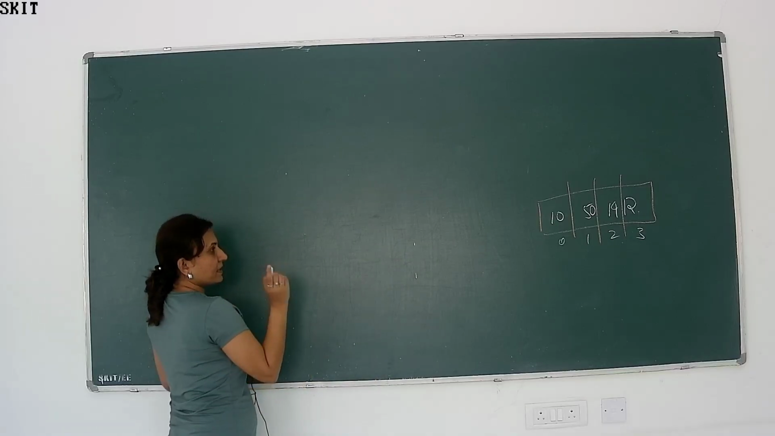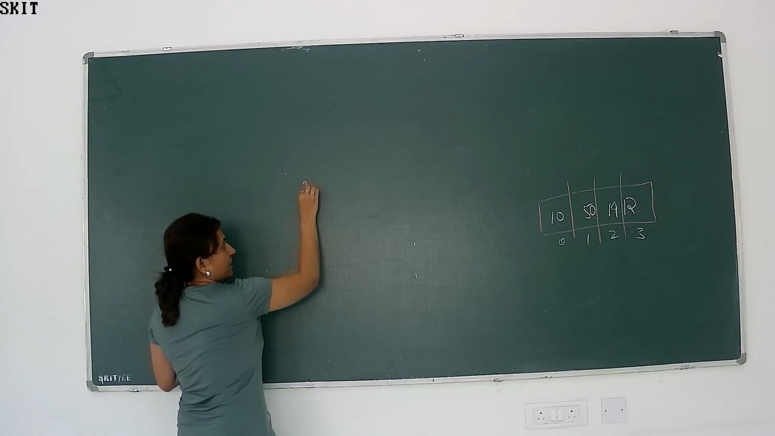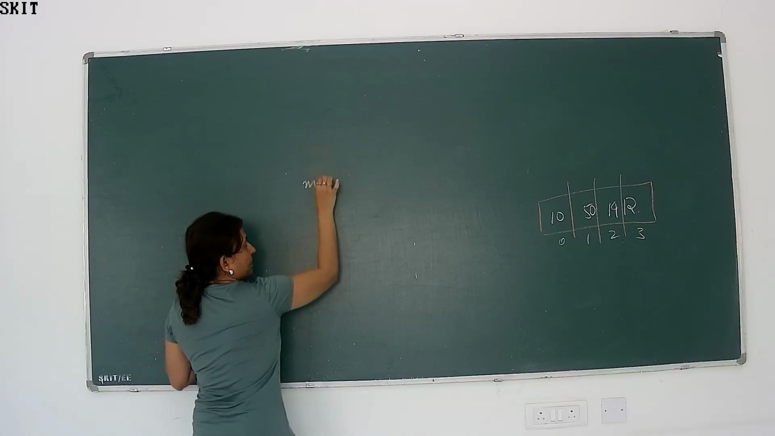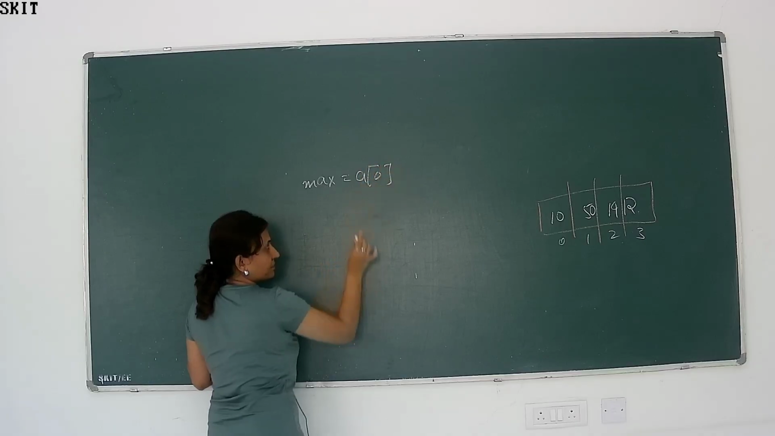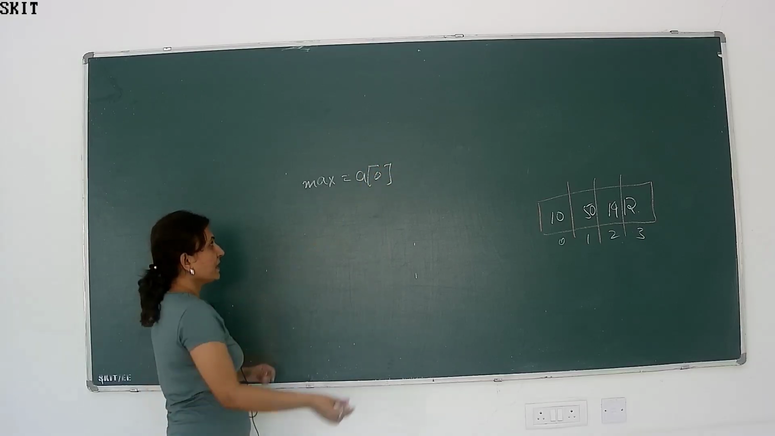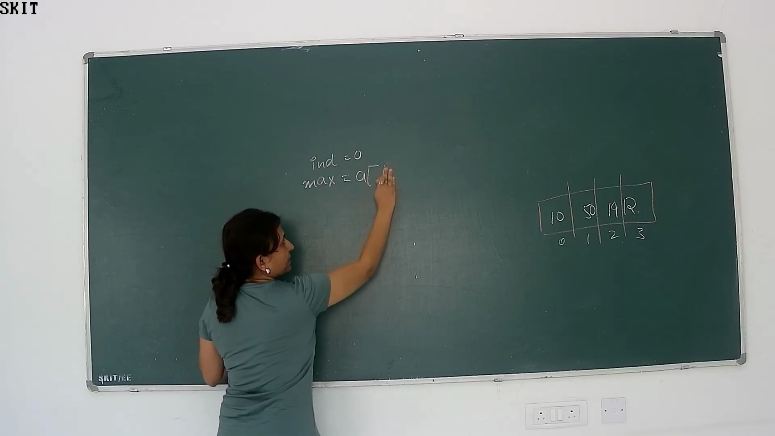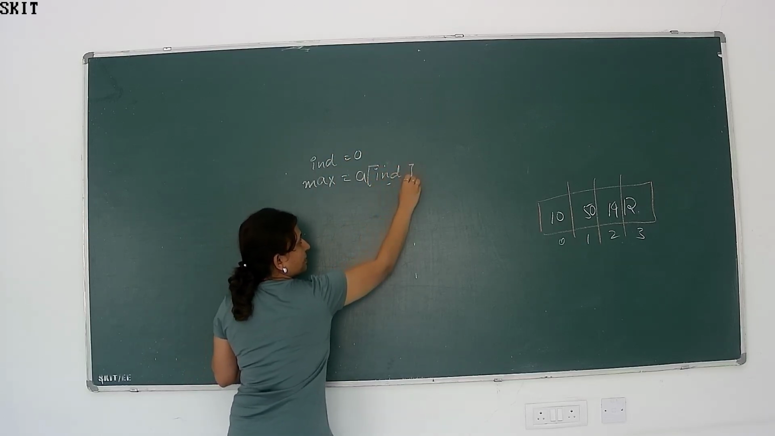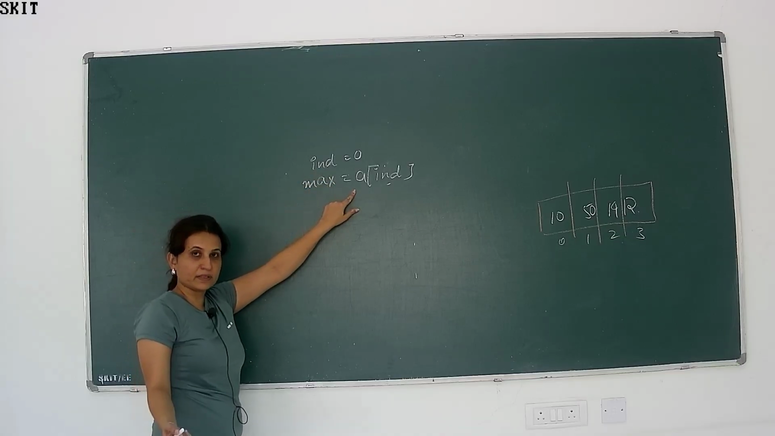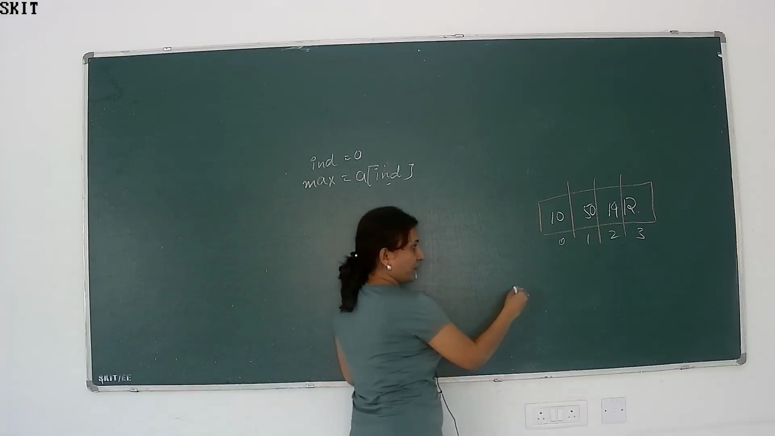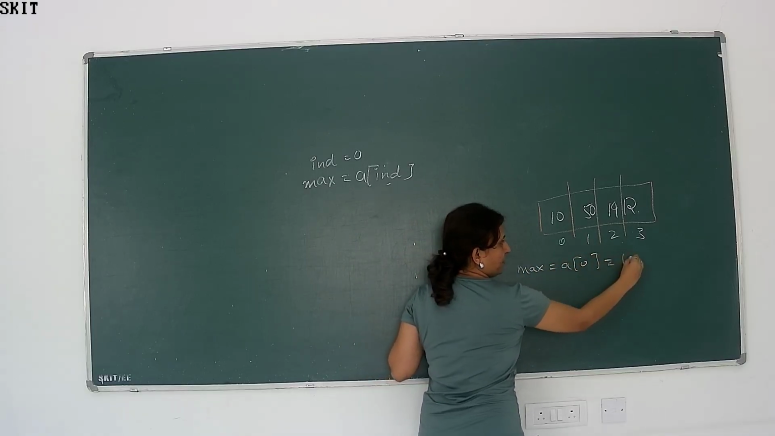So if this is the case, initially I don't know which is my maximum value. So what I'll do? I'll take a variable, max. I'm going to take max as a of 0. Okay, max is a of 0, and index will be equal to 0 initially. I can also write this as index. Okay, index is equal to 0, max is equal to a of index, which is nothing but a of 0. So currently at this point, what is max value? Max value is equal to a of 0, which is equal to 10.